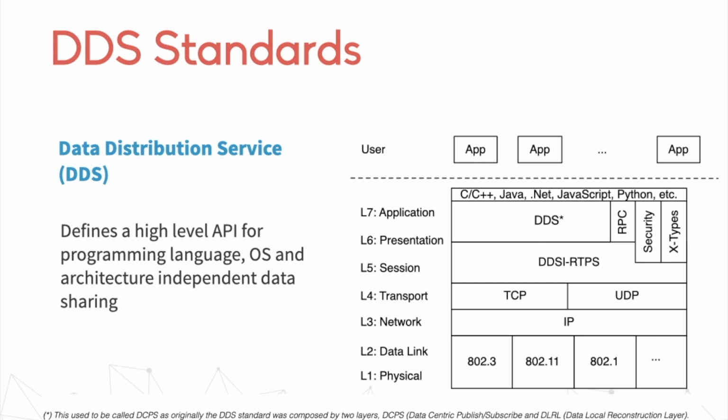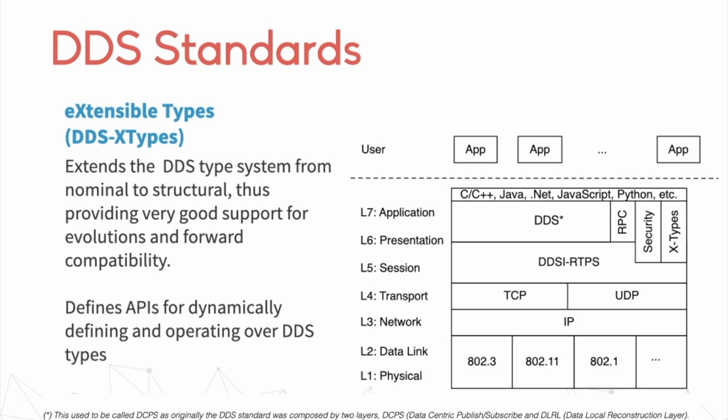So this is the equivalent of layer 5 in the ISO OSI model. And again, it is the bulk of the DDS implementation. It is also what guarantees wire interoperability. On top of this, we have the DDS layer, which provides you with abstraction for the DDS primitives and API for those. And then aside, we have other specifications like RPC, security, X Types, and so on and so forth.